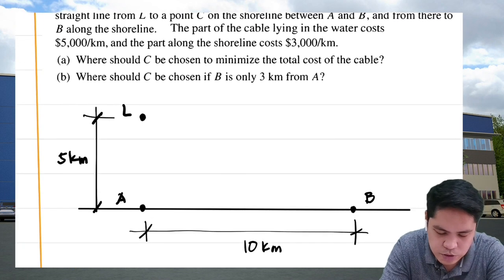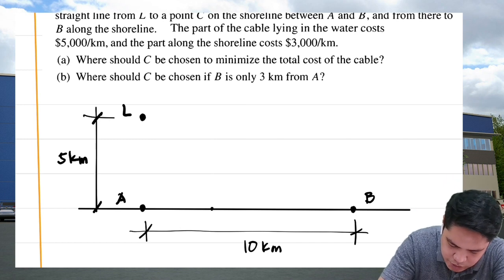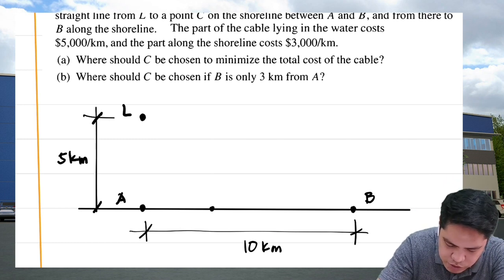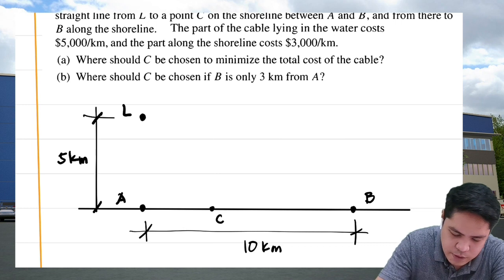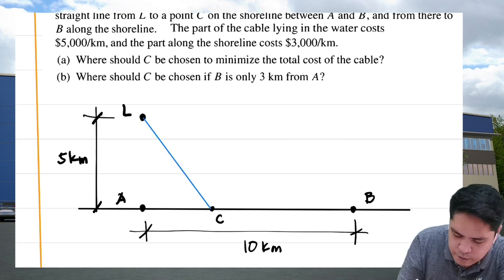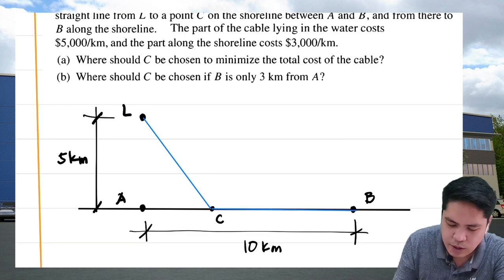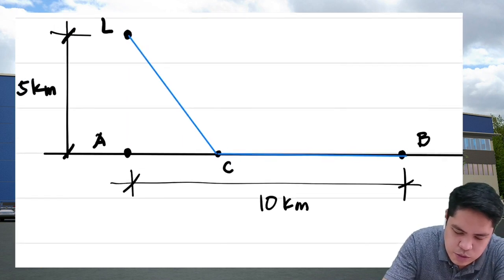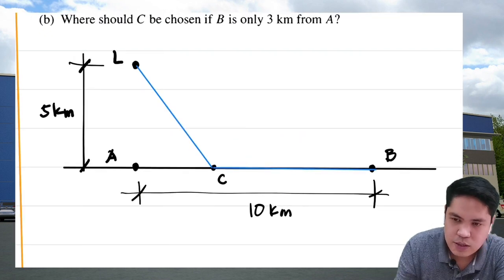Where should C be chosen to minimize the total cost of the cable? So let's say C would be around here. So let's call this point C. So if we run the cable from here to here, ganyan, then here to here, that would be our setup. The question is, where should C exactly be?